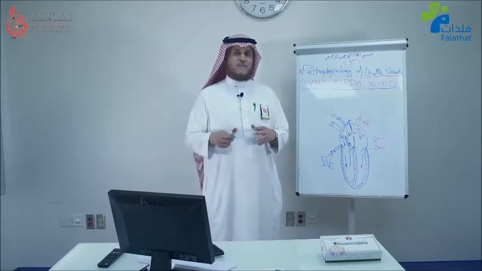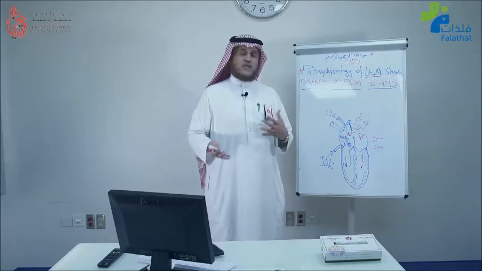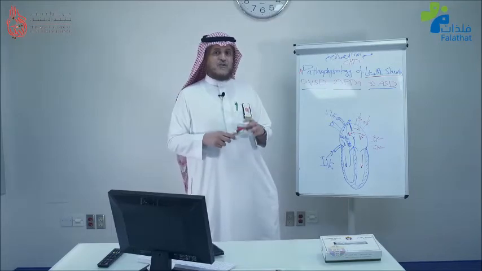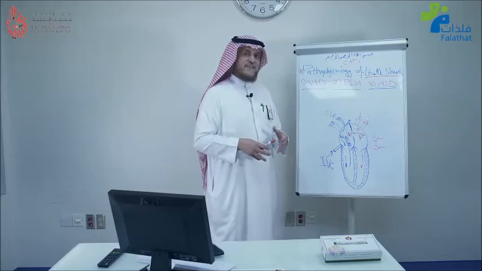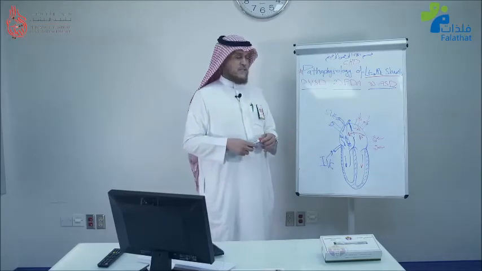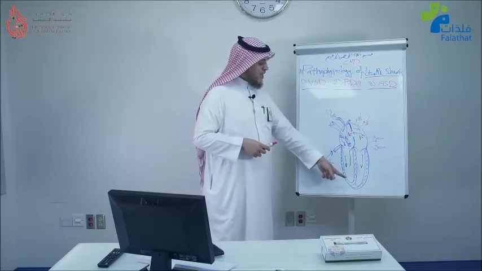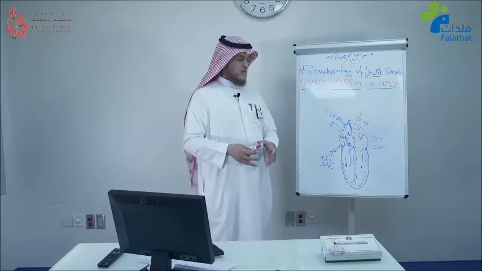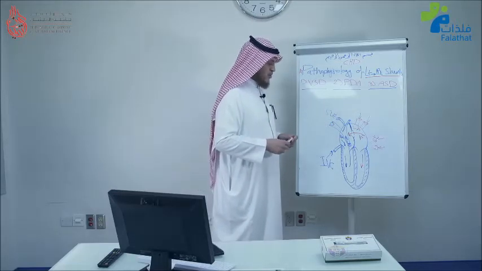ASD, whether small, small for sure, it will not shunt too much. Moderate or large, you cannot predict exactly, because it's moderate or because it's large, it's going to shunt a lot. We can say in general, it will shunt a lot, but predict exactly, no, because the compliance of the RV will be the governor of how much blood is accepted and how much blood is ejected to the pulmonary arteries.